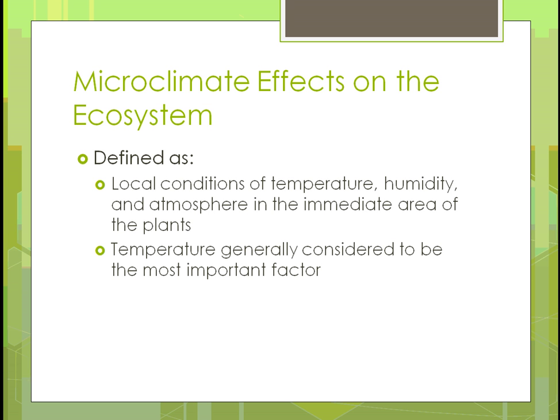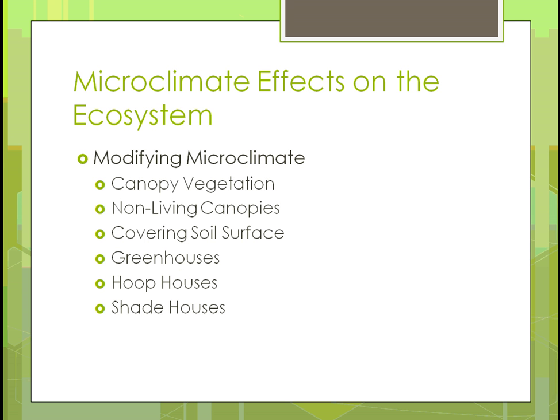Temperature generally will be considered probably one of the more important factors of that, although humidity might make a difference. And of course, if you're up higher, it's going to make a difference for the atmosphere for how intense the sunlight's going to be. And the more intense it is, the higher temperature you could have in that microclimate. Things that can change a microclimate or do change a microclimate is canopy vegetation, in other words, that tree cover. There could be non-living canopies.